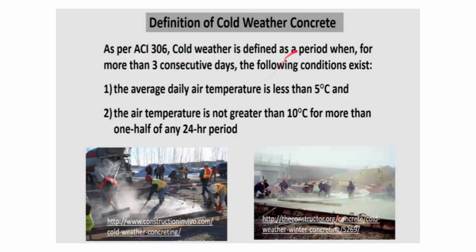As per ACI 306, cold weather is basically defined as a period when, for more than 3 consecutive days, the average daily air temperature is less than 5 degrees centigrade, and the air temperature is not greater than 10 degrees centigrade for more than half of any 24-hour period. So if for more than 3 consecutive days the average daily temperature is less than 5, and in any 24-hour stretch more than half of the time the air temperature is not greater than 10 degrees centigrade, then we can define that weather as cold weather in terms of cold weather concrete, as per ACI 306.